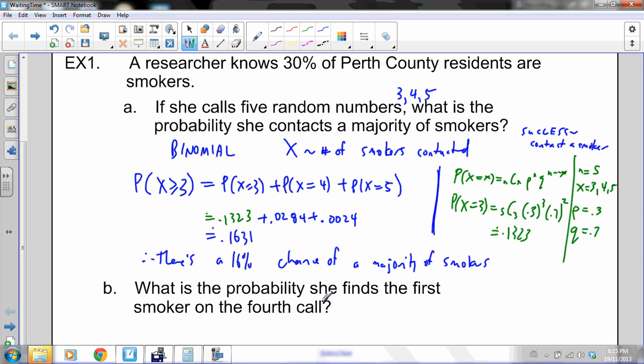So notice this is a little bit different. I'm not necessarily interested in the number of smokers. Well, it's one smoker, but it's after exactly 3 non-smokers. It's kind of like the calls have to go like this: a failure, so a non-smoker, non-smoker, non-smoker, and then on the fourth call, finally we get a smoker, a success.